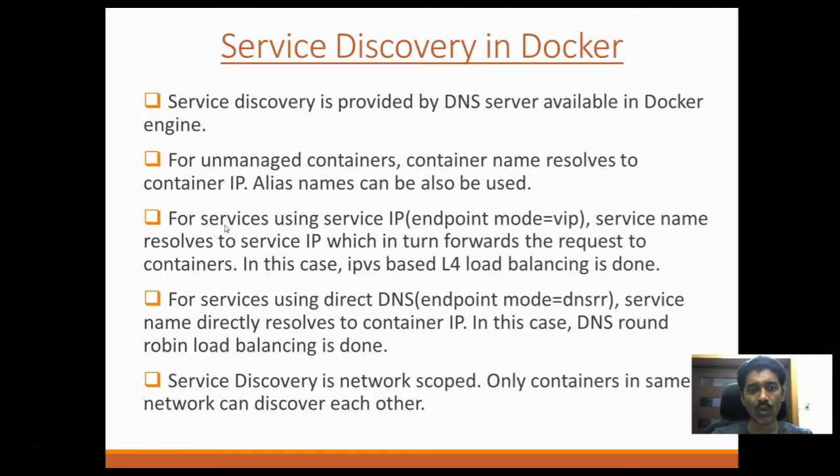With services, we have a service IP when we use endpoint mode VIP. In this case, the service name resolves to the service IP, and then the service IP resolves into the containers. With the other approach, direct DNS, which is specified using endpoint mode DNS round robin, the service name directly resolves to the container IP. So if there are multiple containers inside a service, the service name would resolve to multiple container IPs. And service discovery is typically network scoped, so only containers in the same network can discover each other.